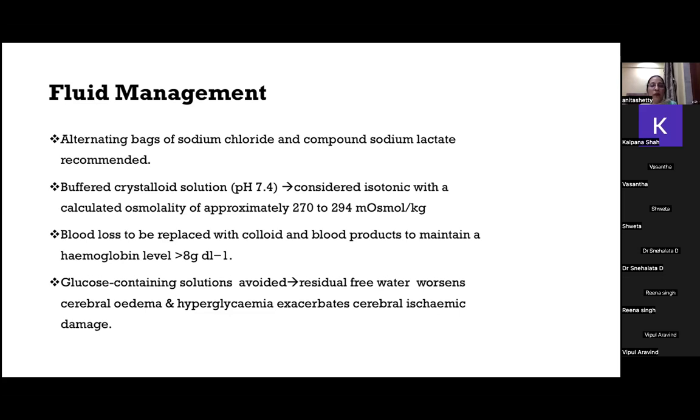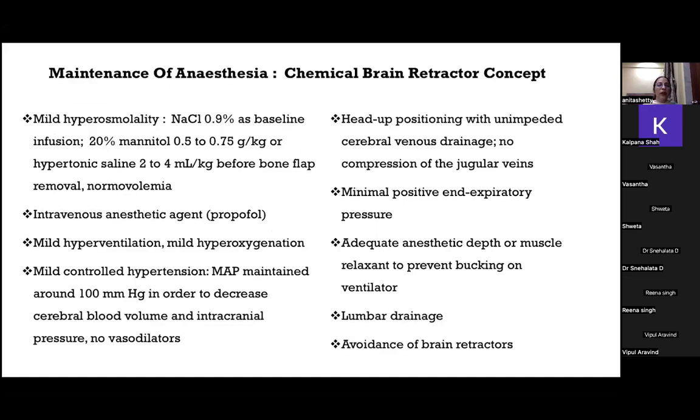Blood loss should be replaced with colloid and blood products to maintain a hemoglobin of more than 8 grams per deciliter, 8 grams percent. Glucose-containing solutions are avoided because the residual free water worsens the cerebral edema and hyperglycemia exacerbates cerebral ischemic damage.